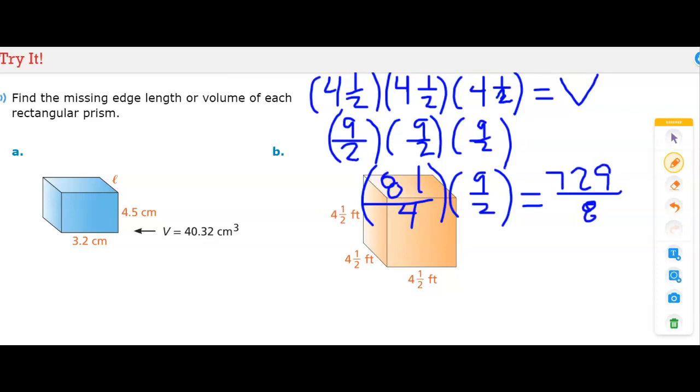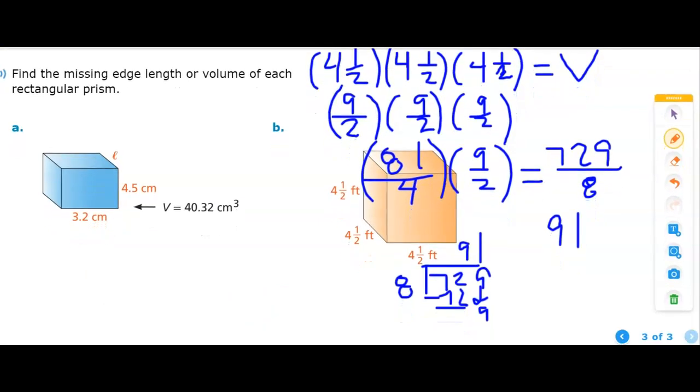729 divided by 8 is 91. You do long division. That's 9. 72. Bring down the 9. Then 8 goes into 9 once. 9 minus 8 is 1. So then you have 91. Your remainder is 1. And your denominator is 8. So 91 and 1/8 feet cubed would be the fraction version of the 91 and 125 thousandths.